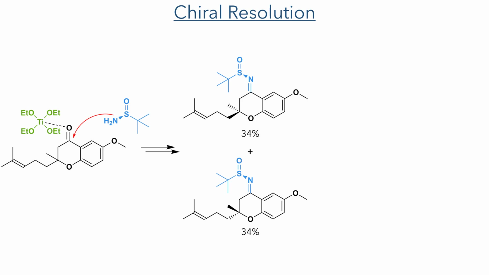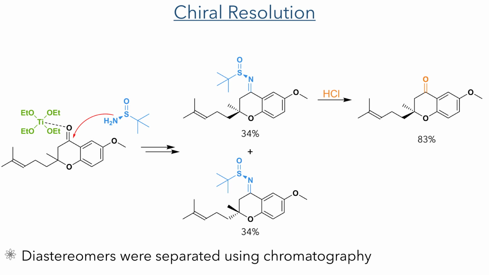To obtain the desired isomer, the researchers instead carried out the reaction racemically and then used chiral resolution. They did this using R 2-methylpropane 2-sulfinamide as the chiral resolving agent. Using titanium ethoxide as a catalyst, they reacted this with the carbonyl to form an imine. This produced 2 diastereoisomers, which could be easily separated using column chromatography. The desired isomer could then be hydrolyzed using hydrochloric acid to regenerate the carbonyl.